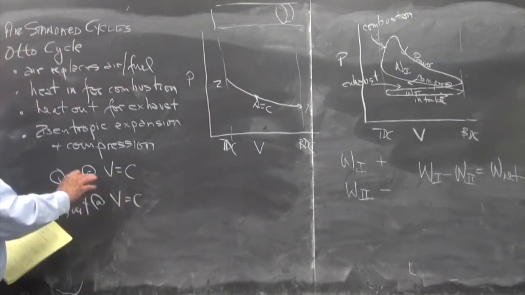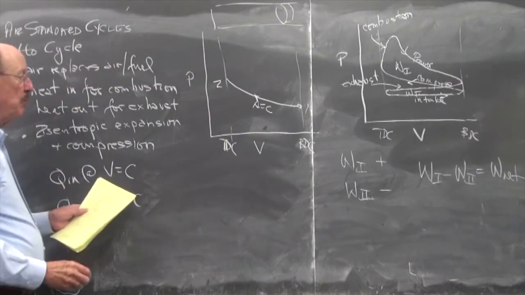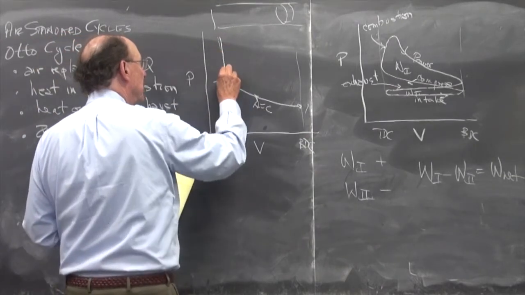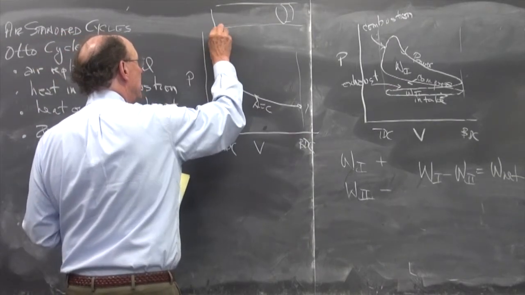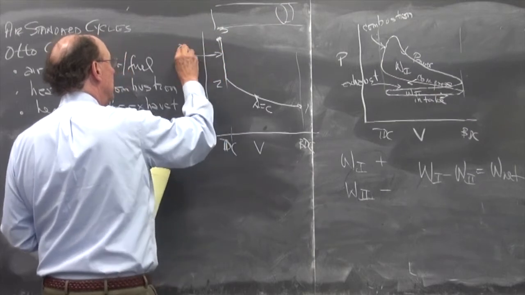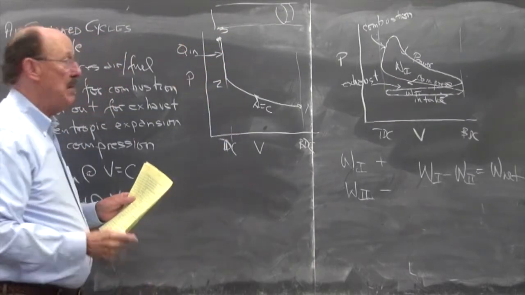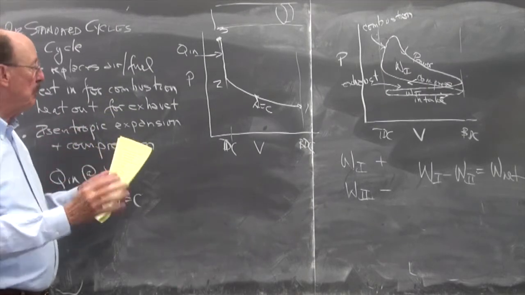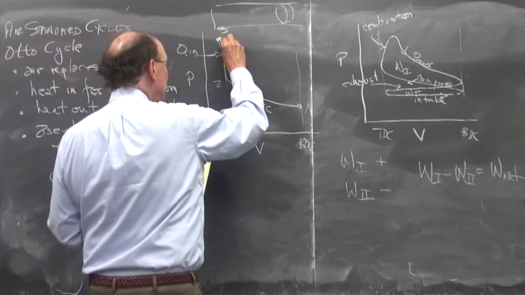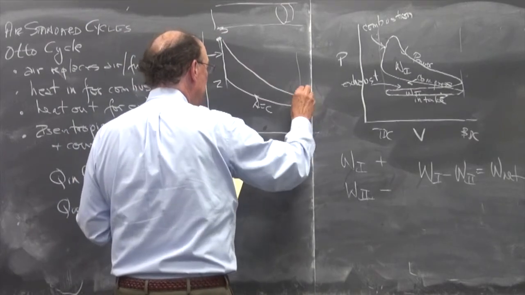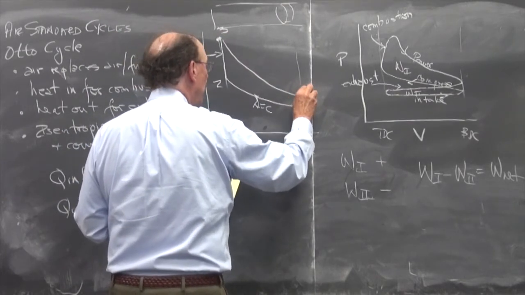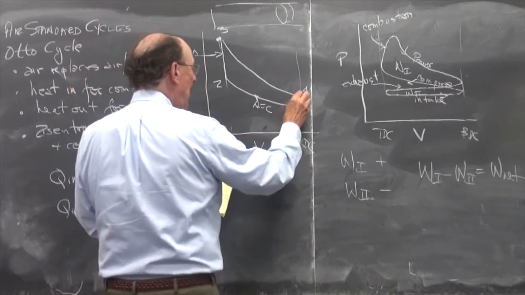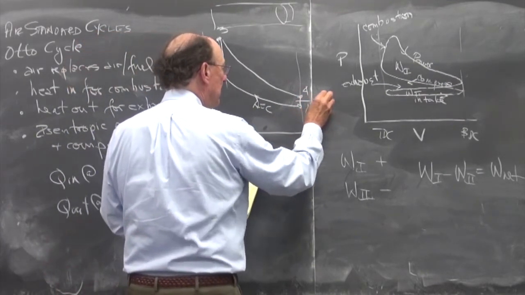And then we're going to have heat in at constant volume, so we're going to add heat, and it's going to increase the temperature and pressure. So we're going to increase it to state 3. And this is where I have Q in. Now remember, it's air in here. It's not air fuel. So now I've increased the temperature and pressure. And I'm going to have reversible adiabatic expansion from 3 to 4. And then from 4 to 1, I'm going to have heat out.